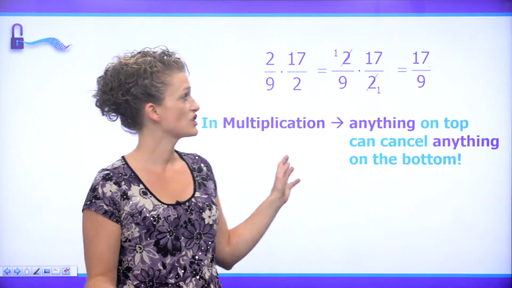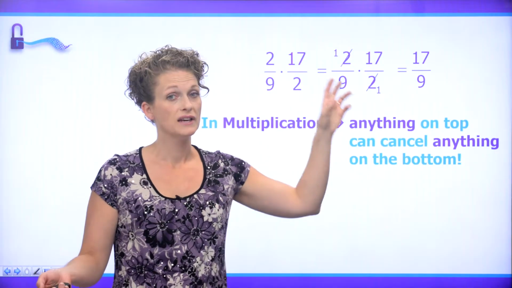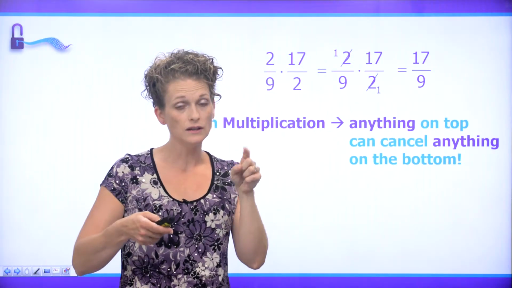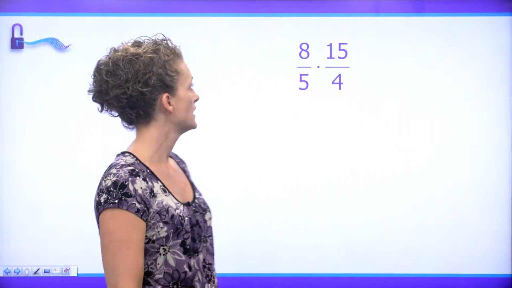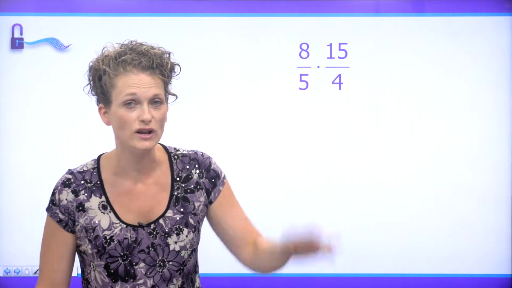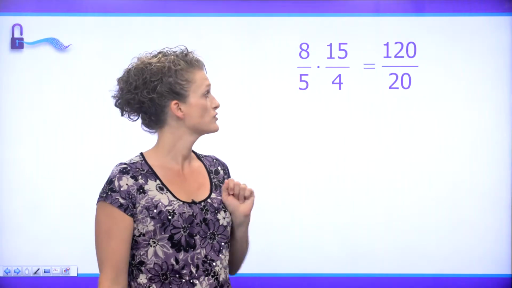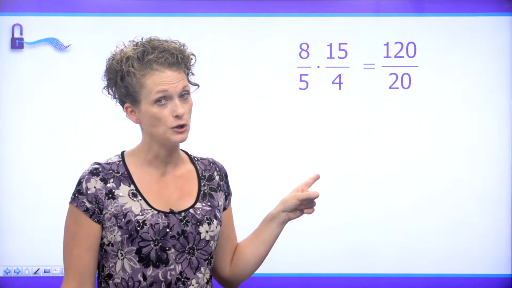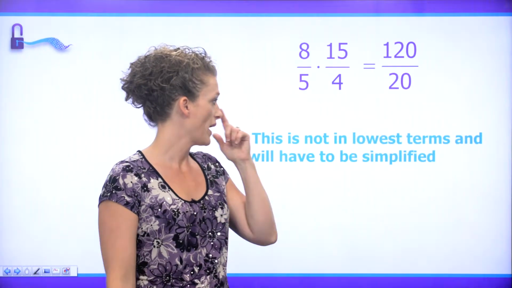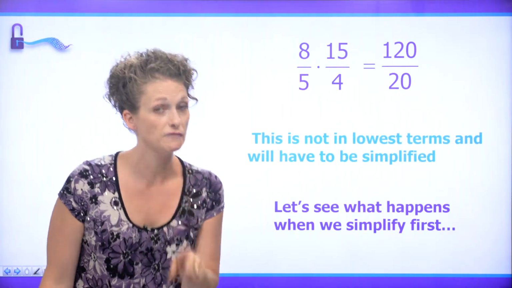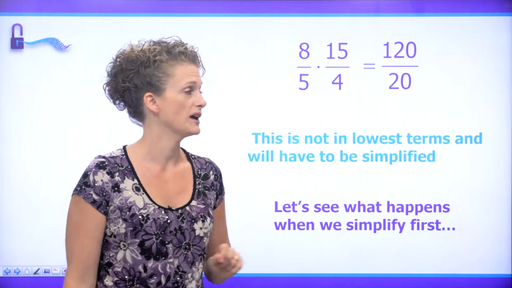So in multiplication, anything on top can be divided out with anything on the bottom. You can cancel as long as they're factors of each other. So let's look at another example. 8 over 5 times 15 over 4. Normally you would multiply straight across and you would get 120 over 20. Well, you and I both know that is not in simplest terms. So let's look at it a different way. Let's see what happens when we simplify first before we multiply.